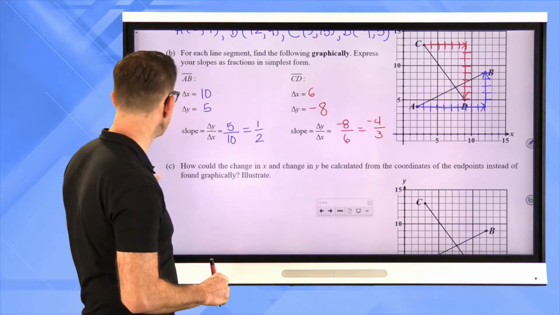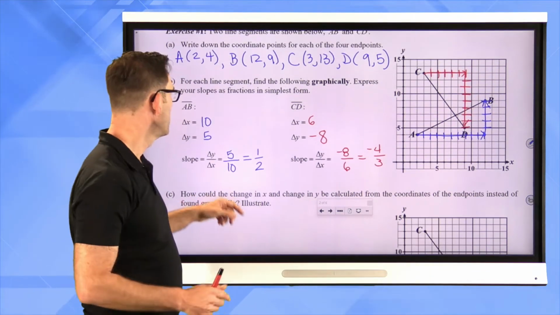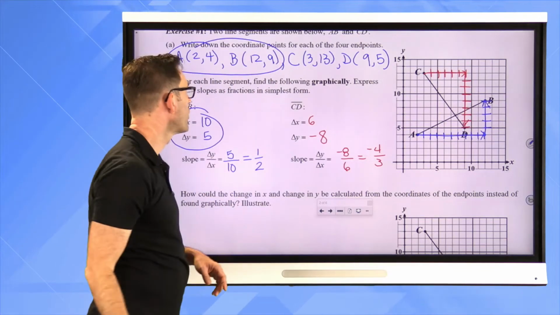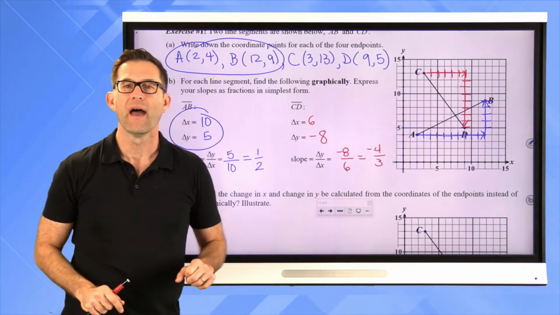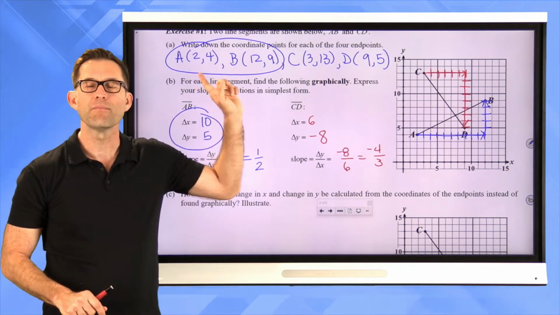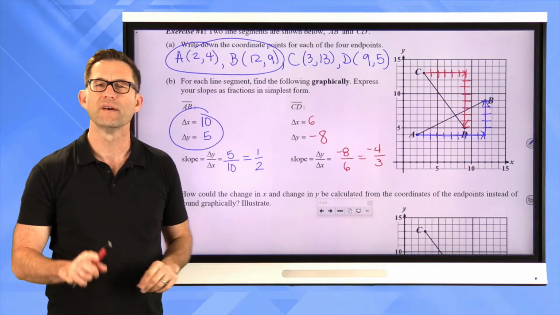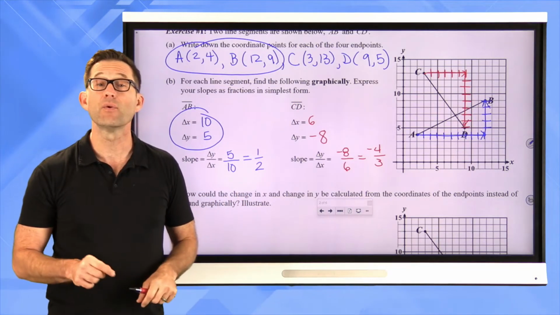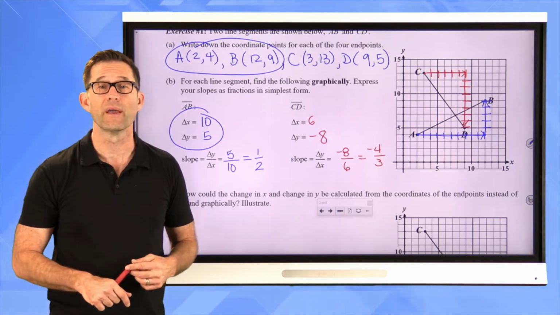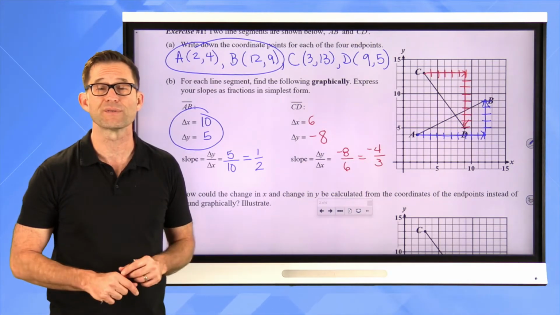So how do we calculate? Let's just take a look at the segment AB. How can we calculate the change in x and the change in y simply by looking at the coordinates? Pause the video now and see if you can either figure it out or remember it from previous courses like your 8th grade and 9th grade math courses.